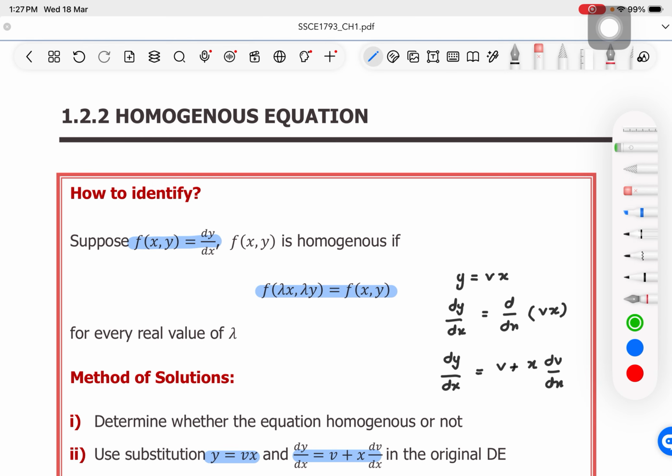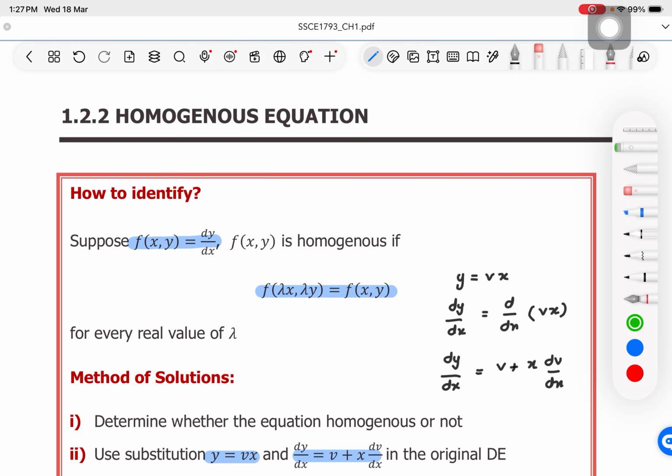So today we are going to enter homogeneous equation. You have learned separable equation before. There's a different step in the beginning, but at the end the step is just the same as in separable equation.